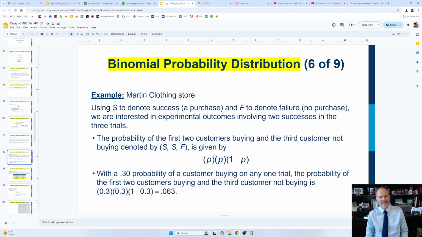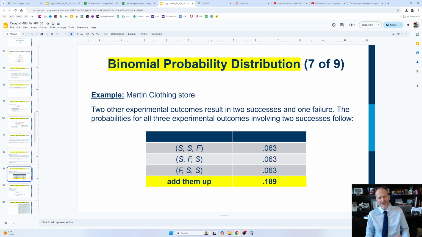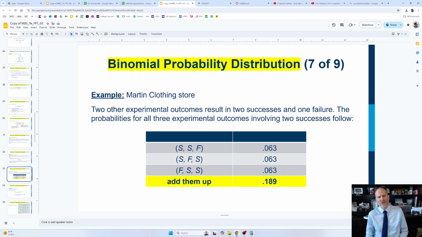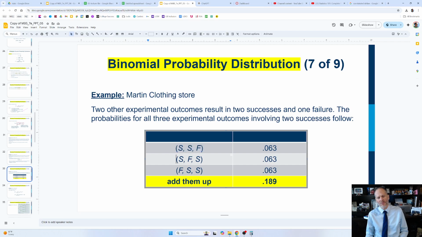And so we could say success, success, failure: 0.3 times 0.3 times 1 minus 0.3, which is 0.7. And that gives us 0.063. But we have 3 situations with 2 successes and a failure. Whether we have failure, success, success, or success, failure, success, or success, success, failure, it's always going to be 0.063. So the probability of having this would be 0.063, the probability of getting this would be 0.063, and so on.